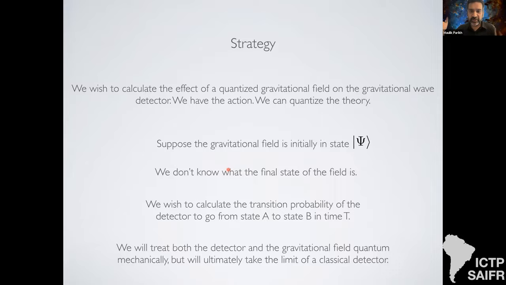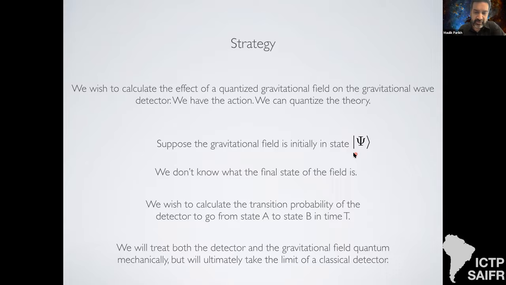So we're going to assume that the gravitational field is initially in some state psi, which could be anything. We'll talk about what psi is later. And then we don't know what the final state of the field is. The final state of the field is not psi, right? Because the gravitational field interacts with the detector. And so after it has interacted, it transmits energy. For example, the detector starts to move. After it's done that, it's in an entangled state in some way. So we're not going to say what the final state of the gravitational field is.